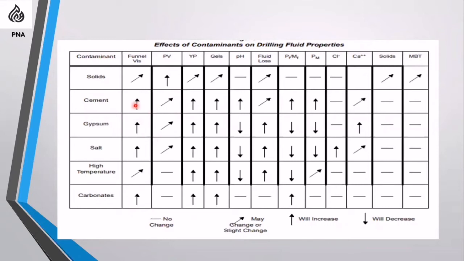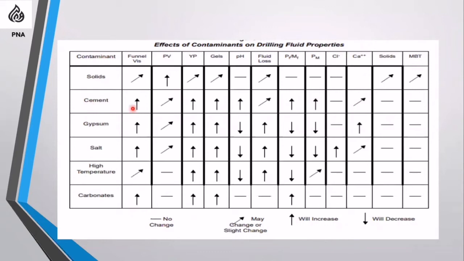Cement will increase the funnel viscosity, slightly increase the PV, increase the YP, increase the gel, increase the pH, sure, because of the cement. It will slightly increase the fluid loss, increase the PF and MF, the alkalinity of the mud, increase the Pm, and slightly increase the calcium. This will be cement contamination.